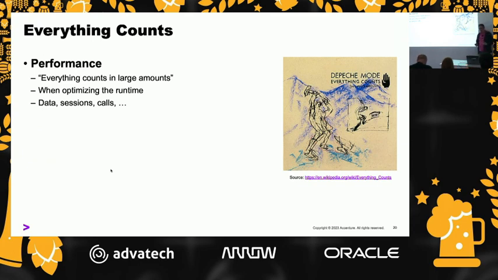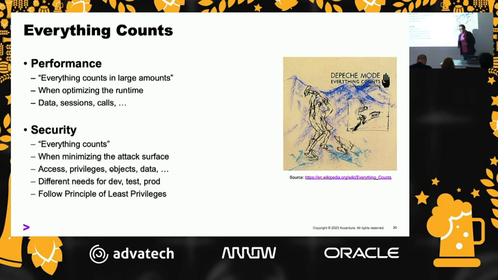And the difference, in my point of view, to performance is that in security, just everything counts. Not just in large amounts, just everything. It's the principle of least privilege. You really have to think about how to lock down your application. Think about which privileges you need at runtime, which privileges you need at design time, at install time, and if you think about it, they are different. If you really focus on that one, it could be a next talk, there's a lot to do.